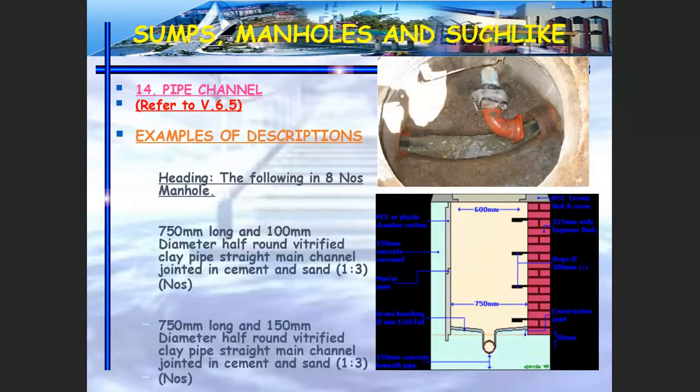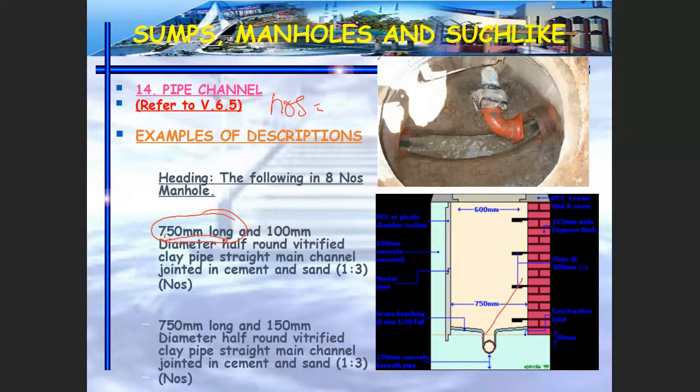We also have the example of the pipe channel here, same clause, measure in number in contrast with the measurement for the underground drainage. If you have the pipe inside the manhole, you only have to measure in number. This is the example. We have to write down the size, so we have to write down the length. This one is based on the length of your manhole. Okay, the length of your manhole.